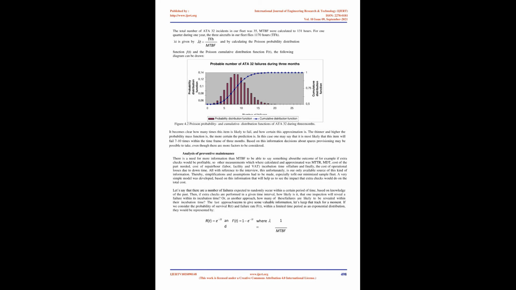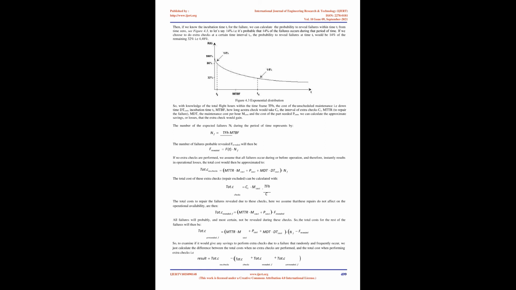1,170 hours, TFH. It becomes clear how many times this item is likely to fail, and how certain this approximation is. The thinner and higher the probability mass function is, the more certain the prediction is. In this case one may say that it is most likely that this item will fail 7 to 10 times within the time frame of 3 months. Based on this information, decisions about spares provisioning may be possible to take, even though there are more factors to be considered.